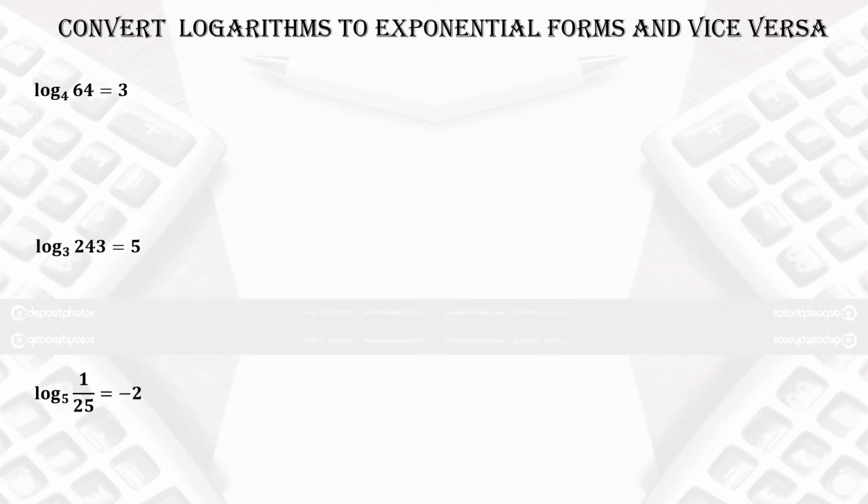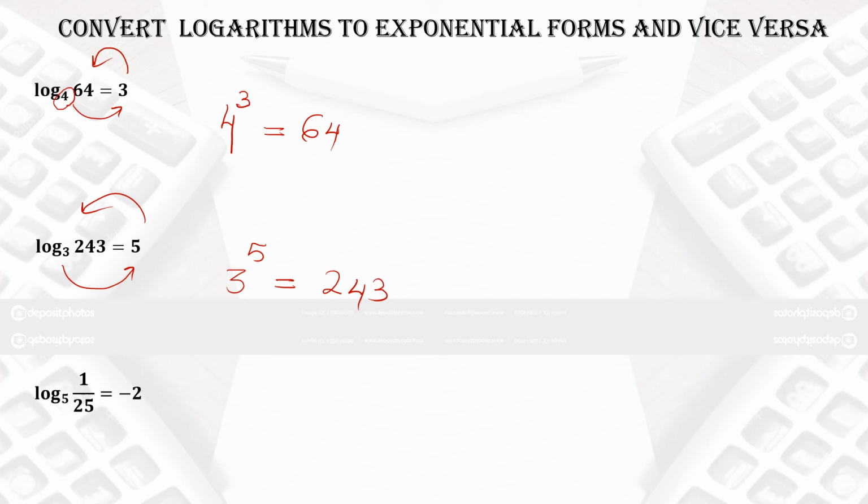So convert the logarithms to exponential and vice versa. As I told you, always start from the base, then move your hand in the anti-clockwise direction, raise to the power of 3, and 4 raised to the power of 3 equals 64. Now here what will we write, 3 to the power 5 equals 243. Now last, that means 5, move your hand in the anti-clockwise direction, that means 5 raised to the power negative 2, which is equal to 1 over 25.